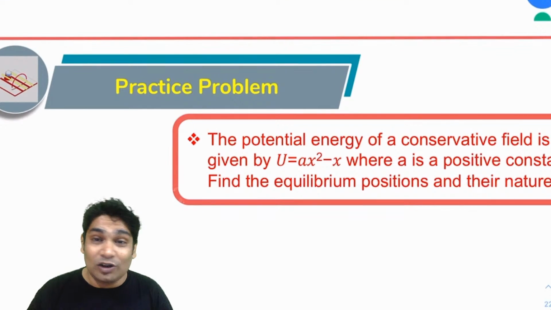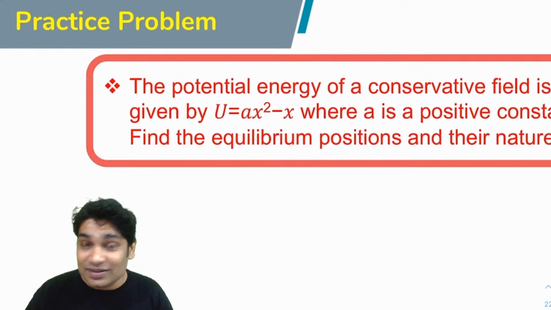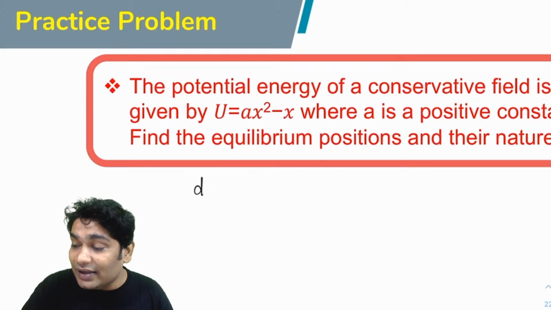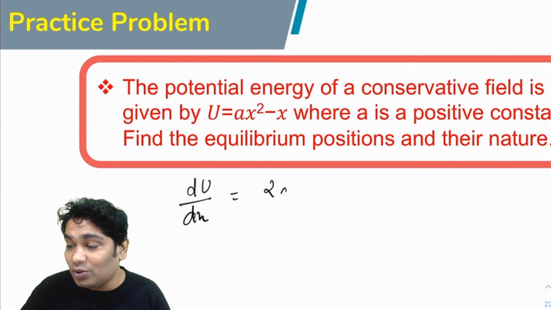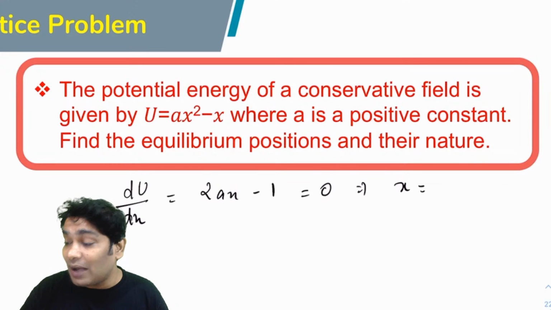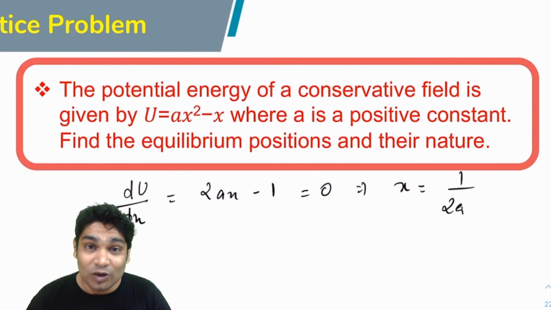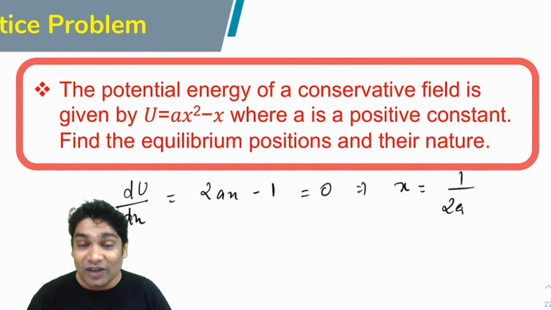All right. So why don't we solve this problem quickly? I know for all my equilibrium positions, my du by dx will be 0. So let's try and find out du over dx. Du over dx would be 2ax minus 1. So putting that equals 0, I get the equilibrium position: equilibrium happens at x equals 1 over 2a. So that is one point of equilibrium.